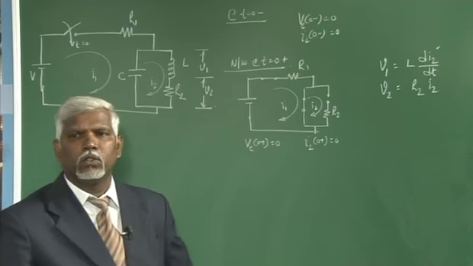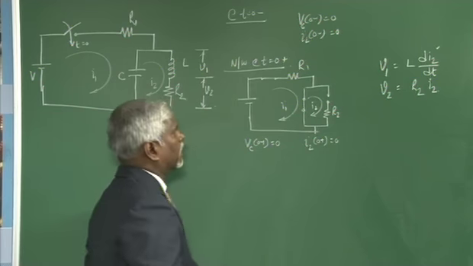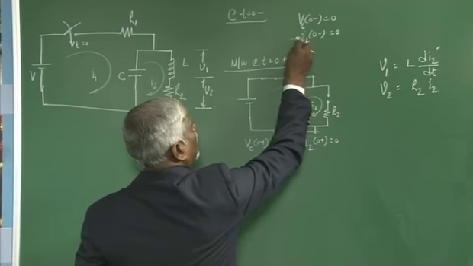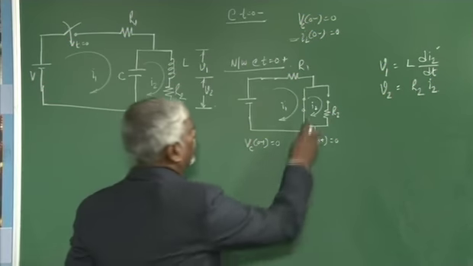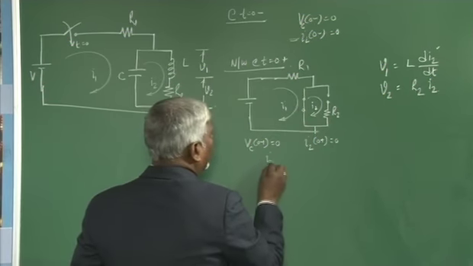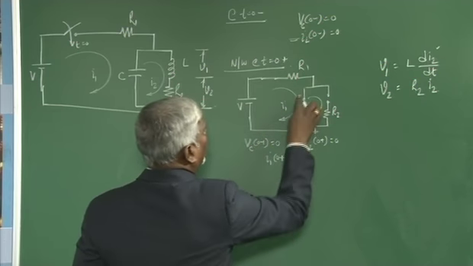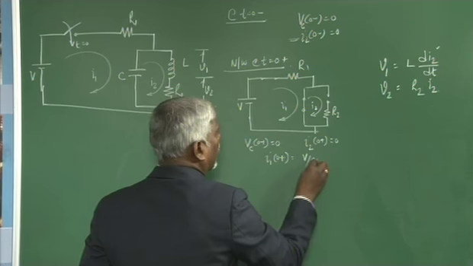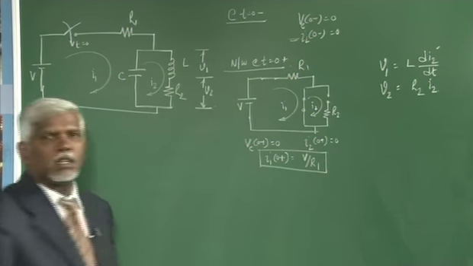There is no current through the inductor because it does not allow any sudden change. The current through the inductor was 0, so it remains 0 even after switching. But I1 at 0 plus is V by R1. So, we have I1 at 0 plus as V by R1.